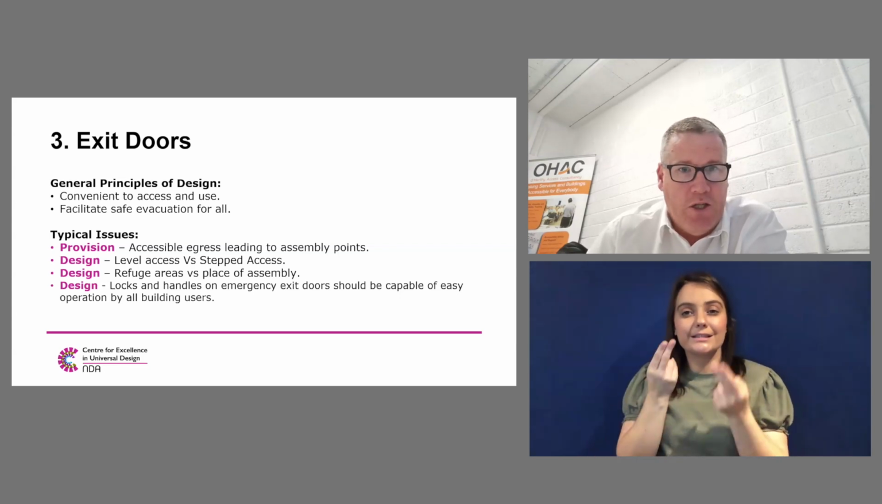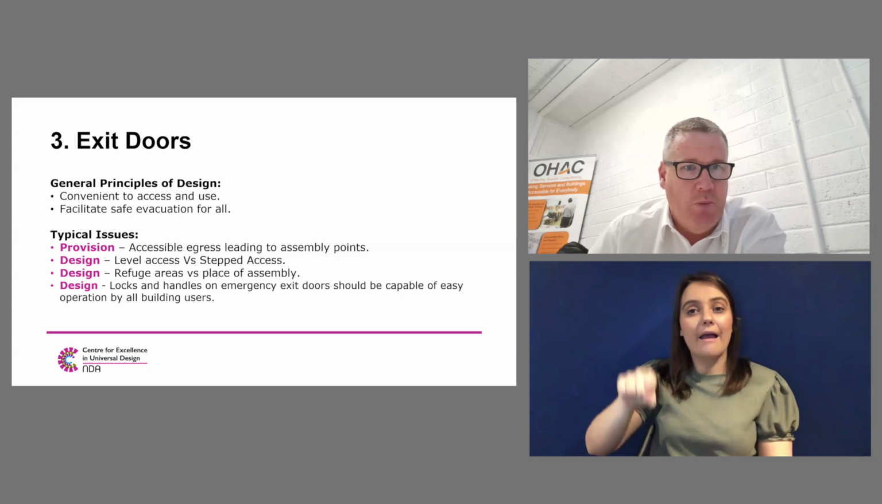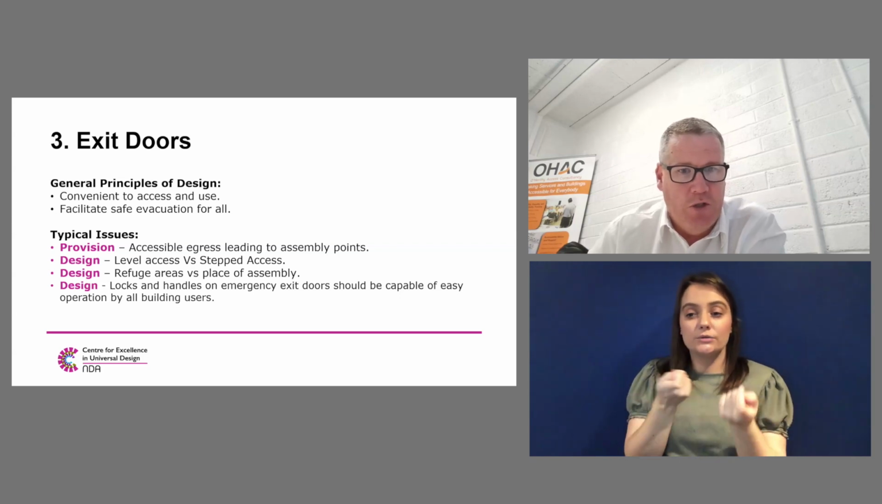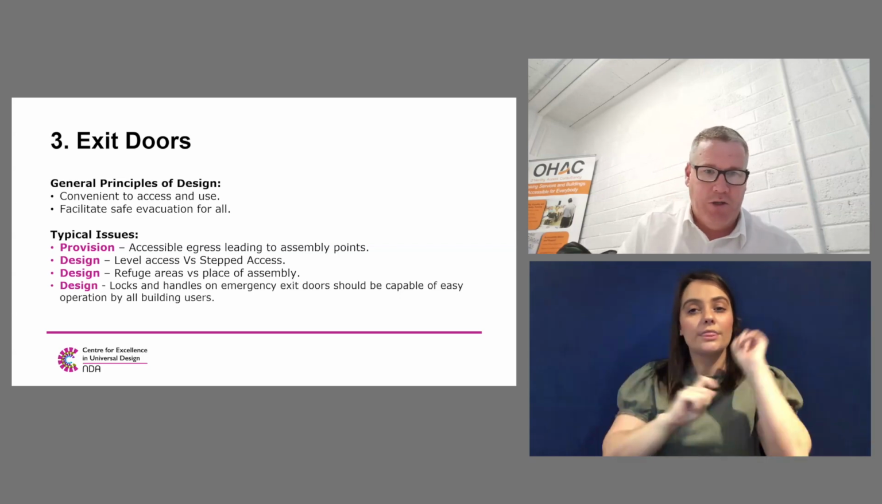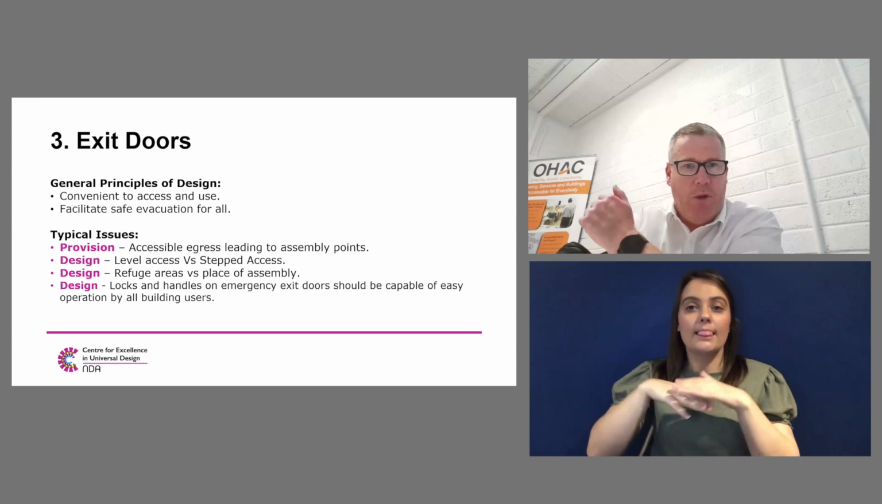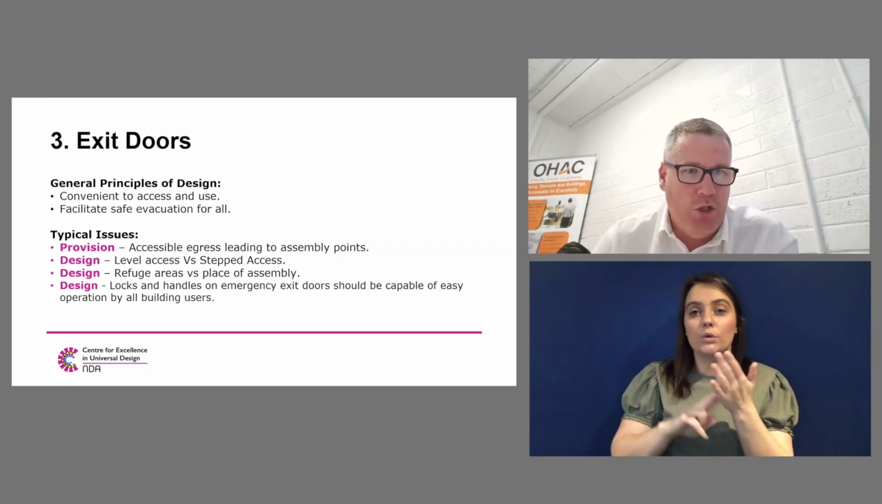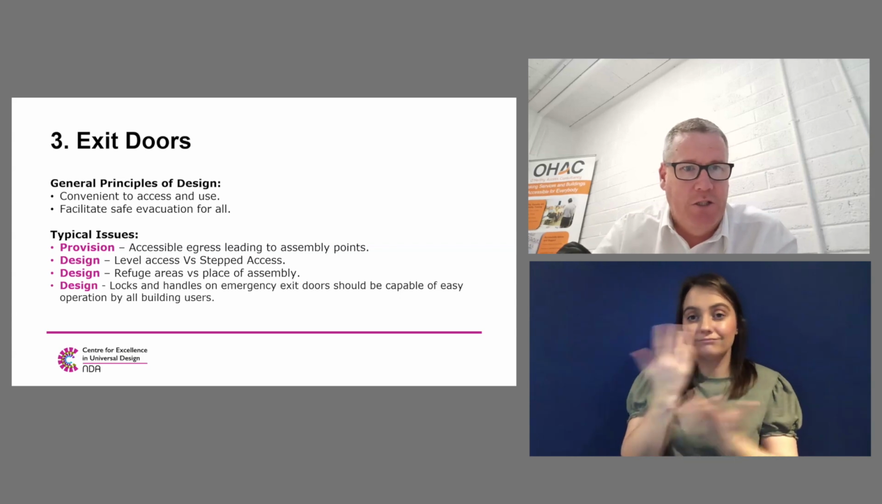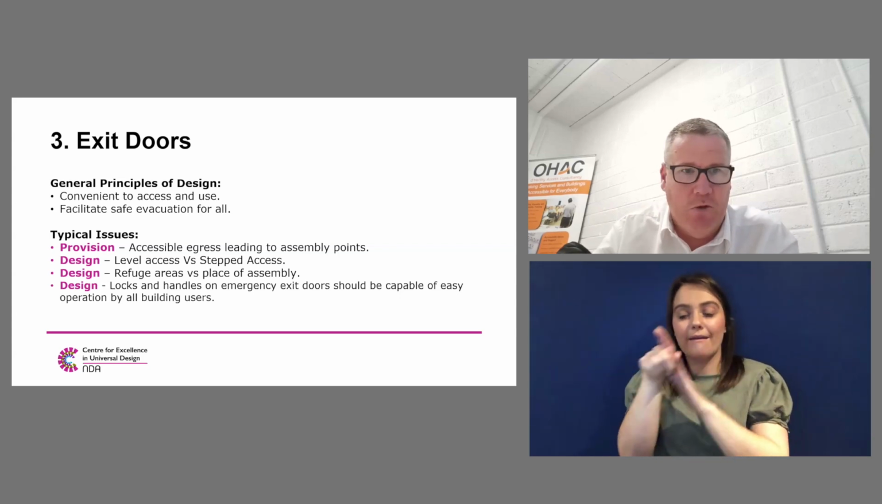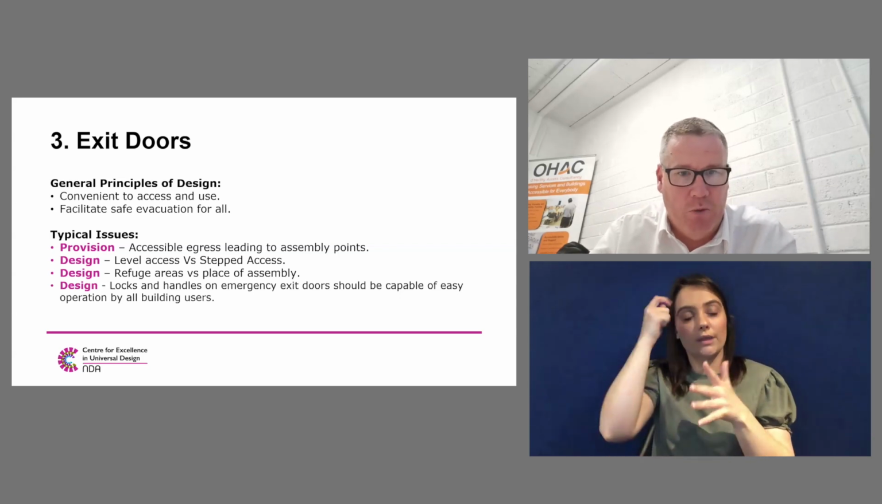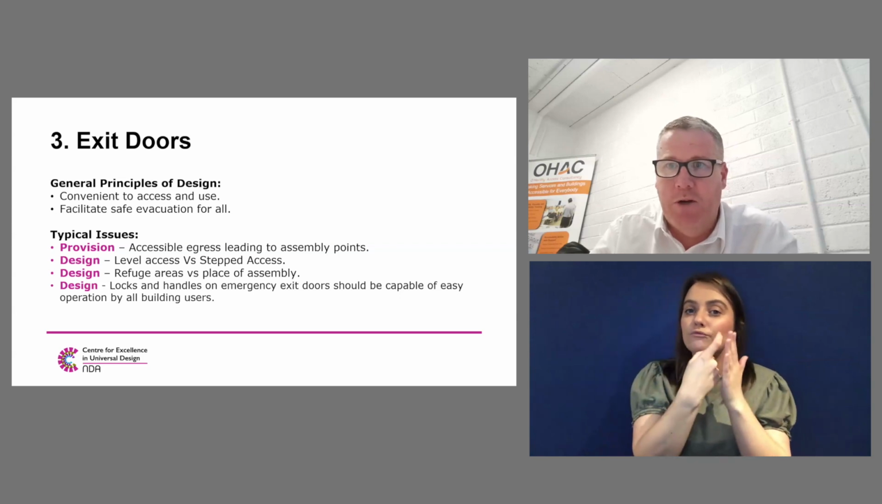Locks and handles on emergency exit doors should be capable of easy operation by all building users. So think about people with reduced dexterity in their hands. People may, for example, have only the use of their elbow. So ensure that the design of the exit doors addresses all of those requirements and meets all of the requirements of Part B of the building regulations.